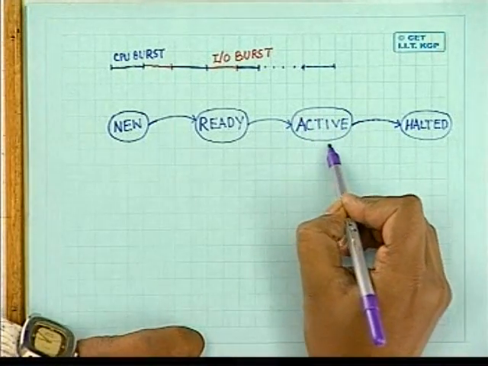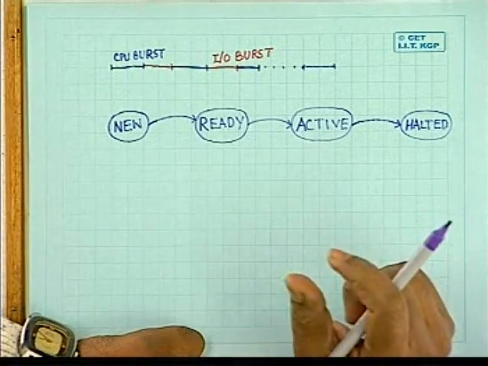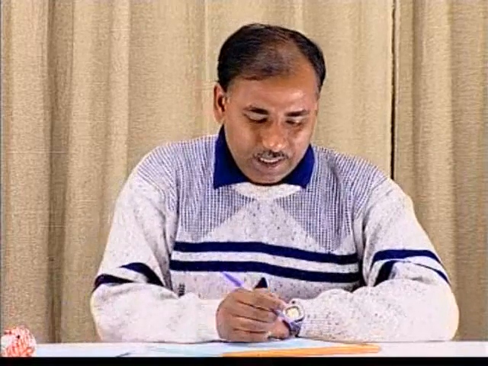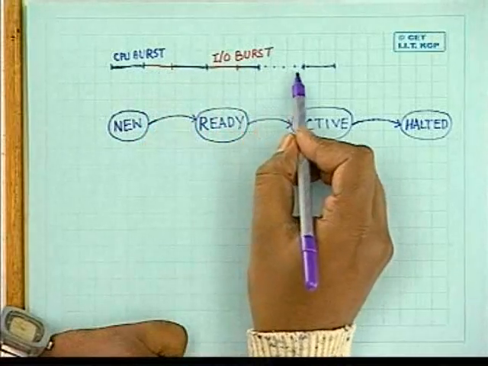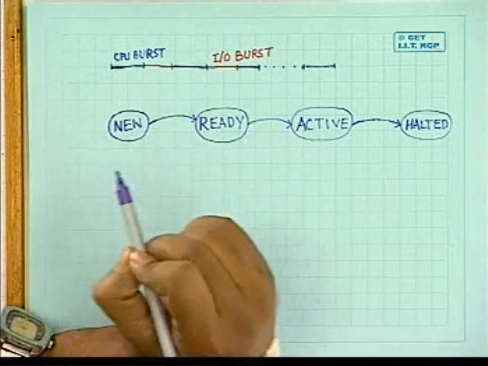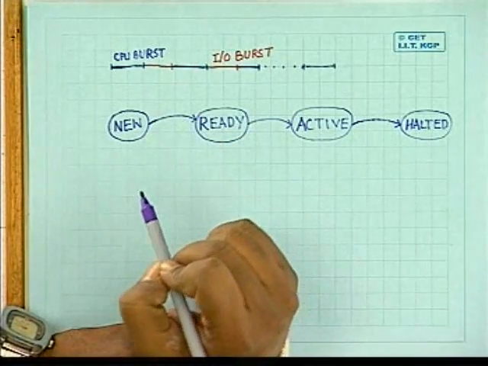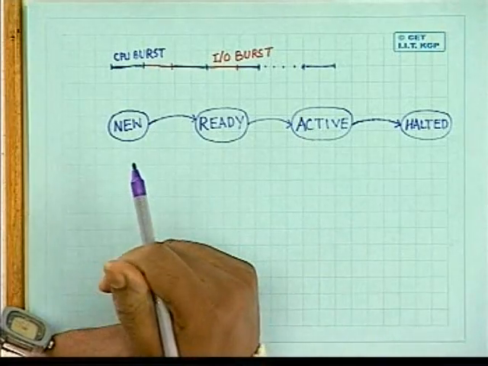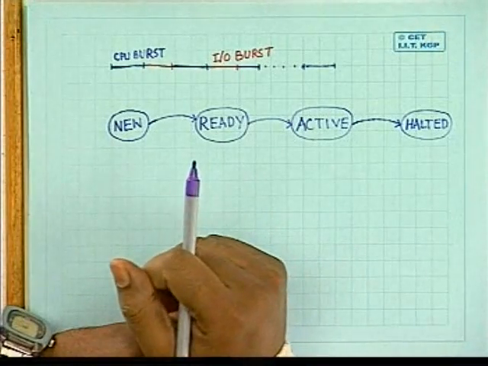Now, while the job is in active state, that means it is being actually executed by the CPU. That means the job is passing through one of its CPU bursts. Okay. So as we have seen here, the job consists of an alternating sequence of CPU burst and IO burst. So at the end of a particular CPU burst, when the job is active, then maybe it is willing to perform some IO operation. Now, when an IO operation is to be performed, then the job does not have anything to do with the CPU.